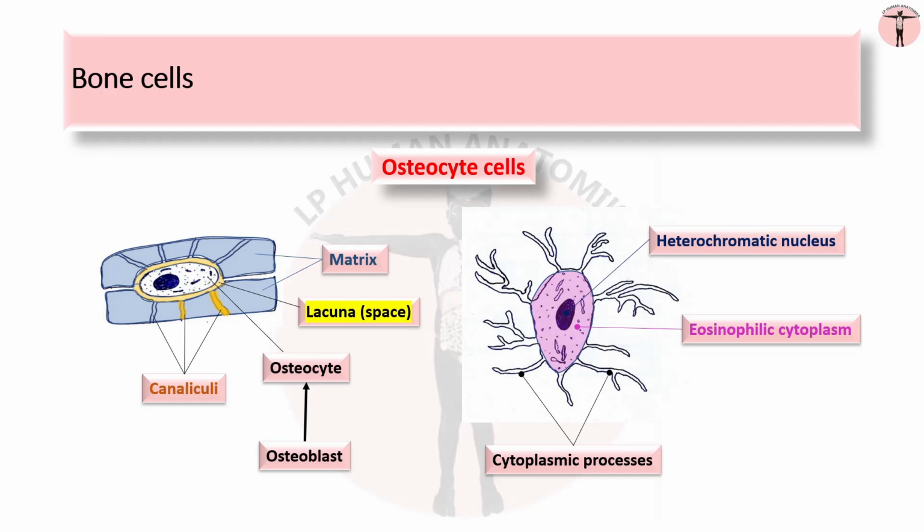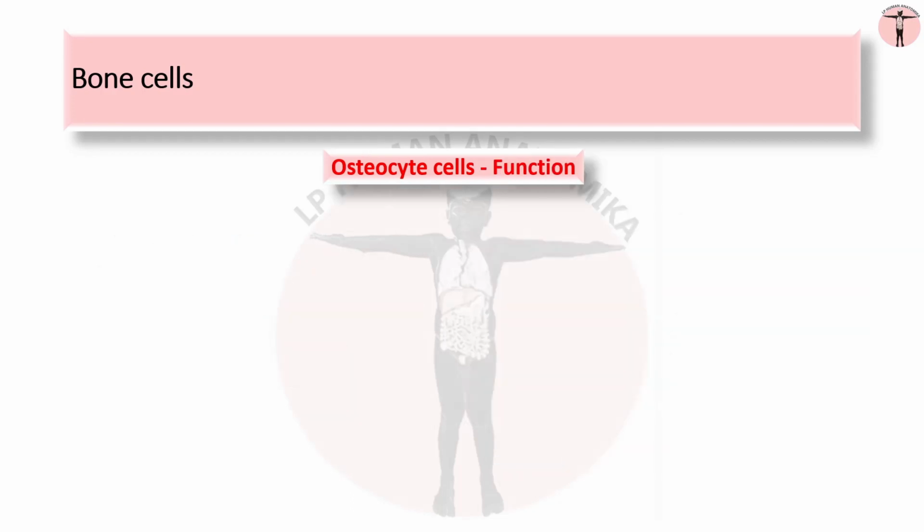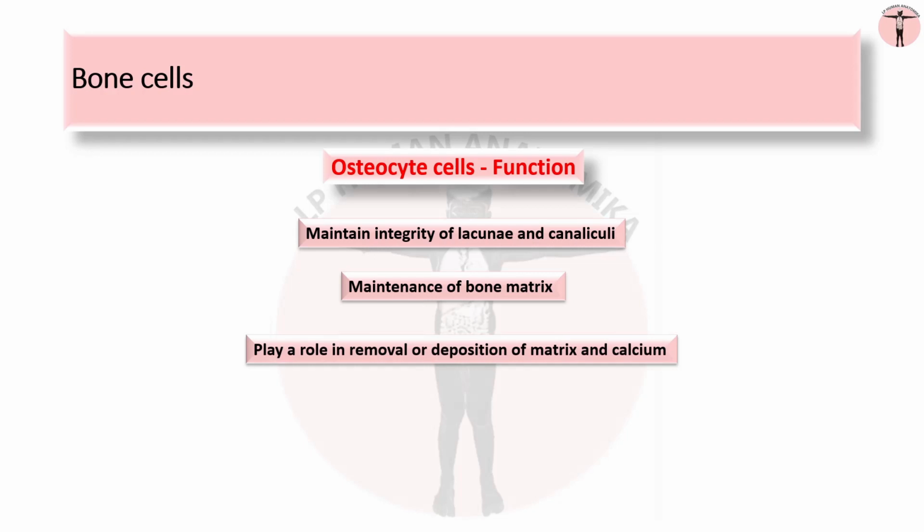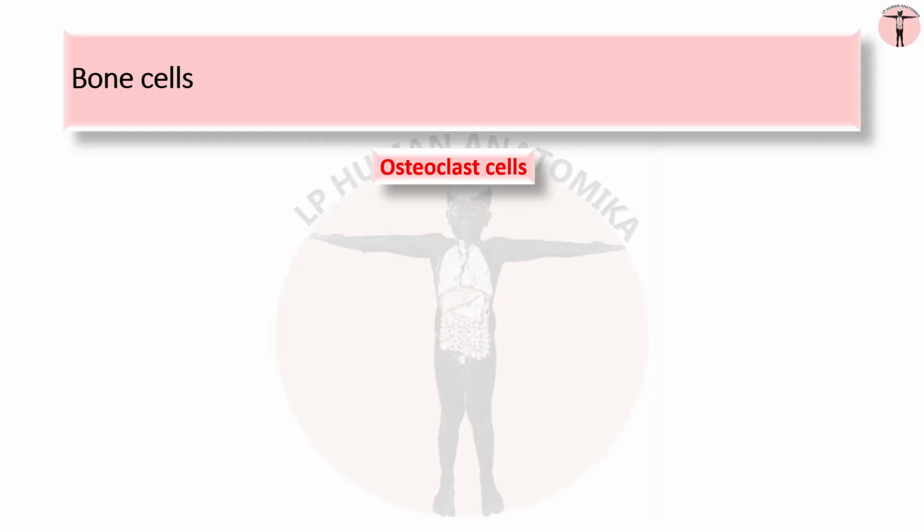When bone cells die, the matrix is decalcified. Average lifespan of an osteocyte is about 25 years. The osteocytes, like osteoblasts, do not divide by mitosis. Functions of osteocytes. They maintain the integrity of the lacunae and canaliculi and thus keep open the channels for diffusion of nutrition through bone. The osteocytes are responsible for the maintenance of the bone matrix. They play a role in removal or deposition of matrix and calcium when required. Now coming to the third type of cell, that is osteoclasts.